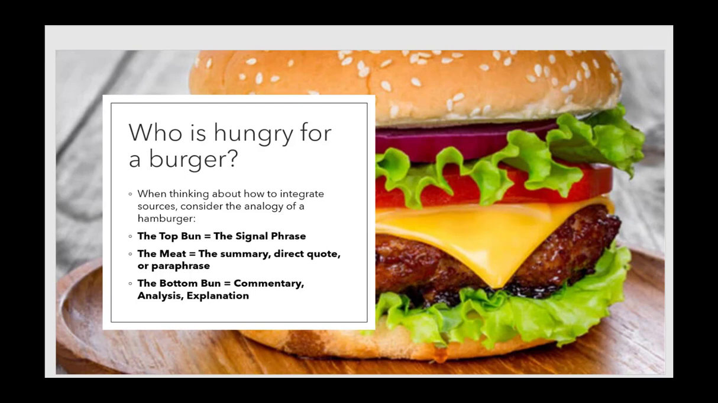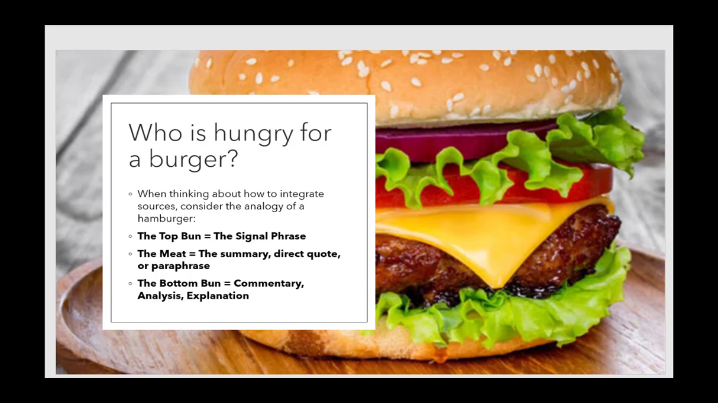Of course, in the analogy, it would be the top bun, the meat, and the bottom bun. The top bun is really looking at the signal phrase, and the signal phrase is exactly what the term implies, a signal. A signal to your reader that you will have some outside sources that are about to be integrated. It's also signaling that some other person's words are about to come in. It also signals to prepare to process information in a very specific way. We'll talk about the signal phrase here in a moment.